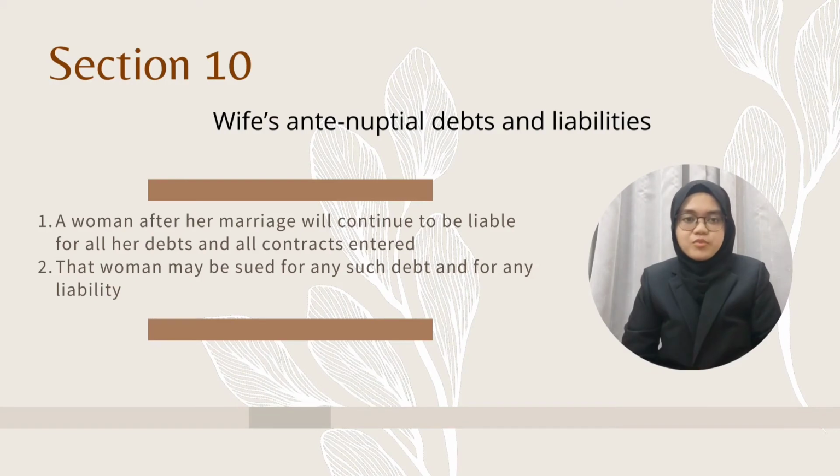Section 10 of the Married Women Act provides about wives' antenuptial debts and liabilities. A woman after her marriage will continue to be liable for all her debts and all contracts entered or wrongs committed by her before the marriage. It also includes any sums that she is liable for as a contributory, either before or after she has been placed on the list of contributories under and by virtue of any written law pertaining to joint stock companies. That woman may be sued for any such debt and for any liability in damages under any contract or in respect of any such wrong.